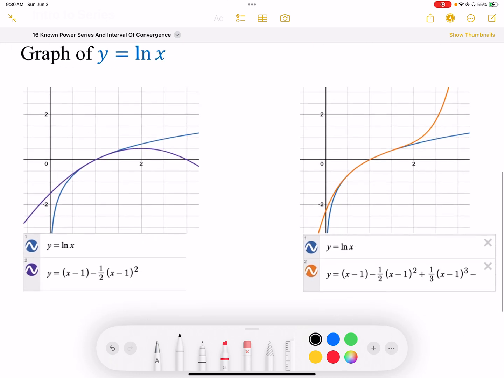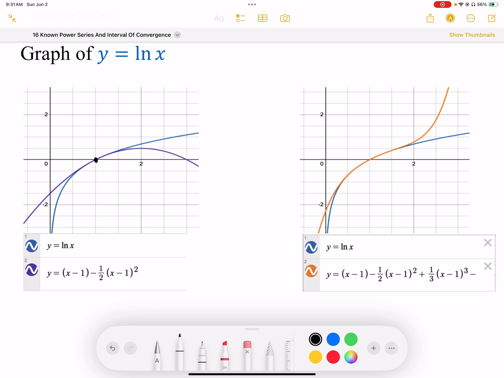For log x, the blue graph represents log x. You can follow that blue graph like that. And we have the polynomial, the quadratic, in purple following it. Again, at the center, which is 1, it closely matches, and it starts to diverge as we move away.